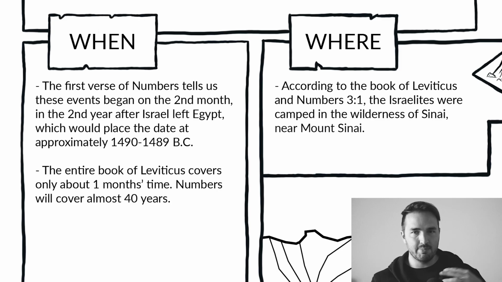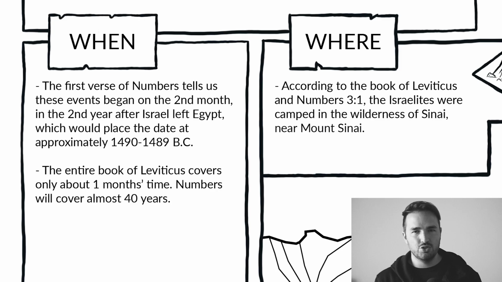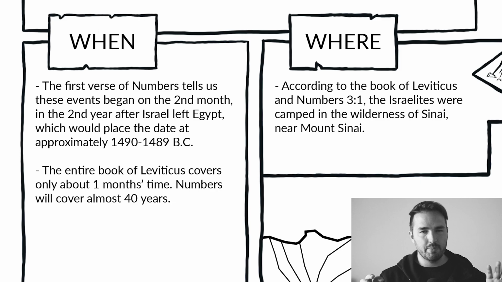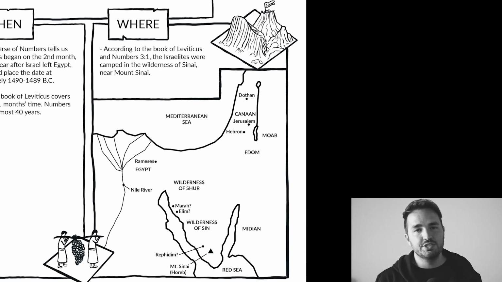Remember, BC time moves backwards. So this is just about a year after the Israelites left Egypt. A year and 2 weeks, roughly. It's easy to think about all the Bible books covering roughly the same amount of time, but that's actually not the case at all. For the book of Leviticus, basically all the rules that are given in that book were given in about a month's worth of time. Numbers, on the other hand, is going to cover roughly 40 years worth of time, so covering a lot more ground. And then we move over to our map and talk about where these events took place.